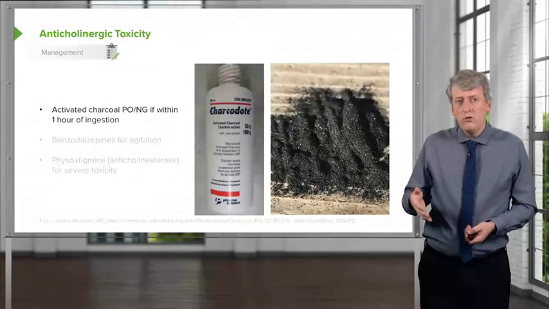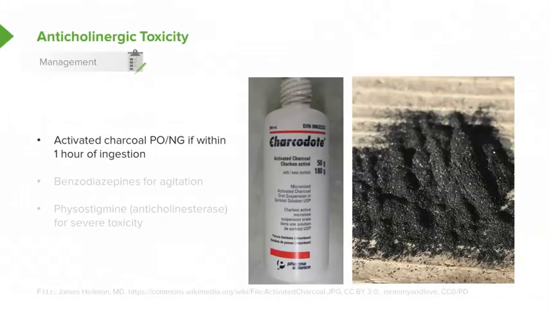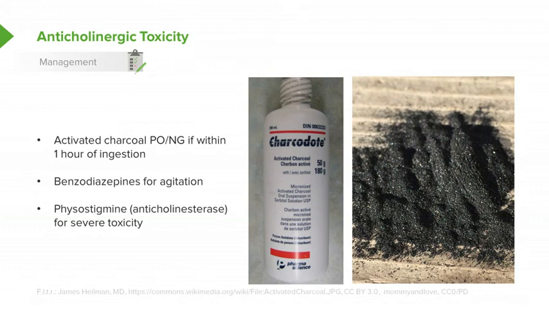So what do we do for anticholinergic toxicity? Well, again, activated charcoal is important if it's within an hour of ingestion. And if it's a young patient who won't take the charcoal, drop an NG and put it in there for them. We can give benzodiazepines for the agitation, and in severe cases, we may administer physostigmine, which is an anticholinesterase and could boost the acetylcholine present in the neuromuscular junction and in other junctions between nerves.